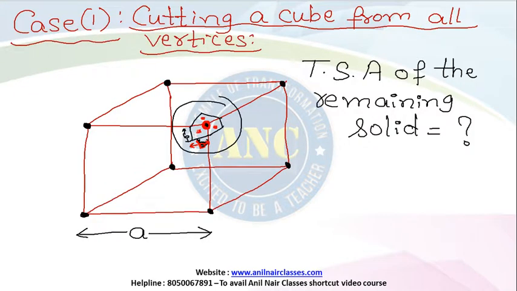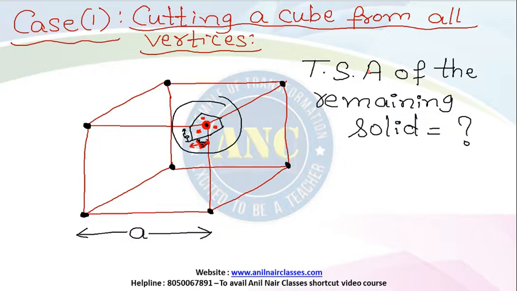So 8 vertices will also give you a loss of 8 into 0, which is nothing but once again 0. So the total surface area of the remaining solid is equal to the total surface area of the original cube. Whenever you are cutting a small cube from each of the vertices, you will not have any loss. If you visualize in 3 dimensions, 3 surfaces will be lost in the original cube, but inside you will have 3 surfaces of b square area created. So no area is lost as a result in this case.